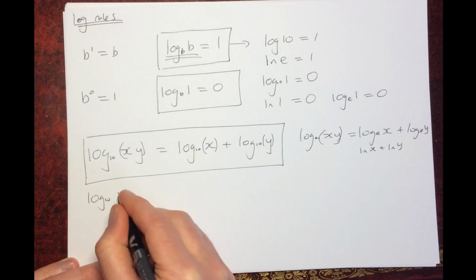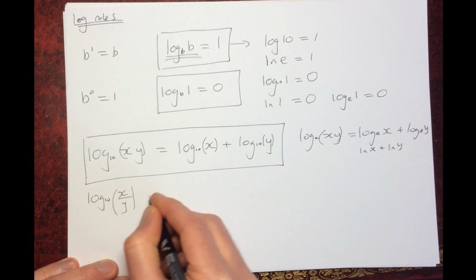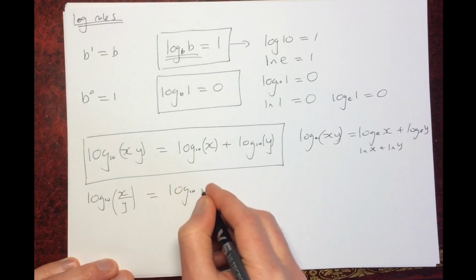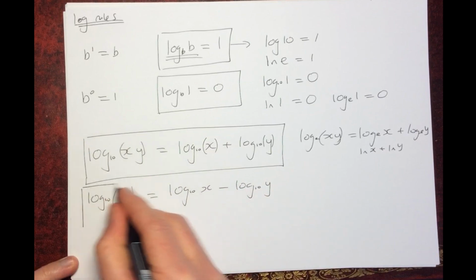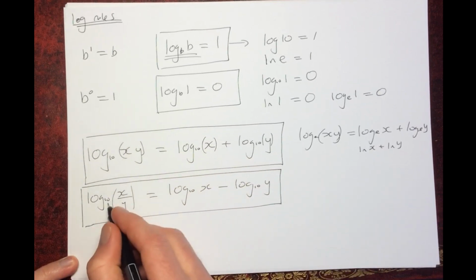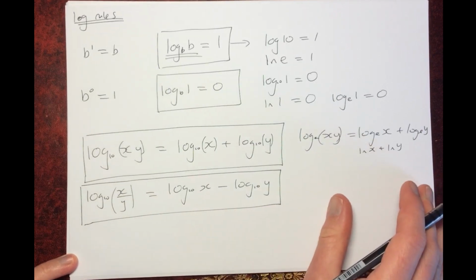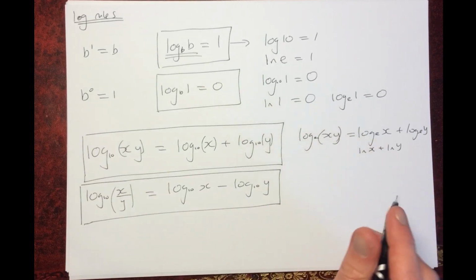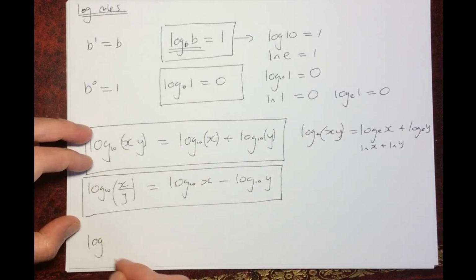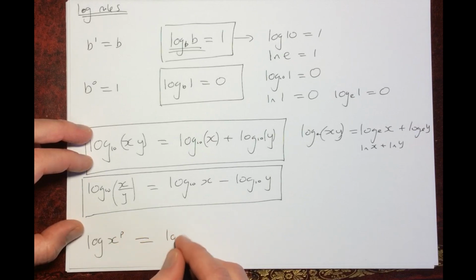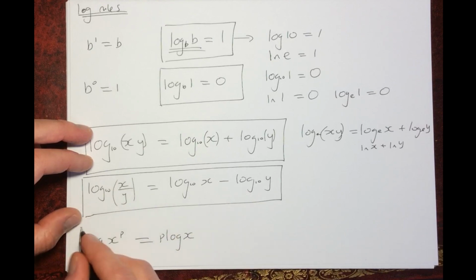Next one. Log to the base 10 of x divided by y is the same as log to the base 10 of x minus log to the base 10 of y, and again that rule works for logs of any base. It doesn't have to be log to the base 10, it could be log to the base e, doesn't matter. And then one final one I want to look at, and let's not write log to the base 10 this time, let's just write log because it can be log to any base. Log of x to the power of p can also be written as p log x. So that's your third rule.